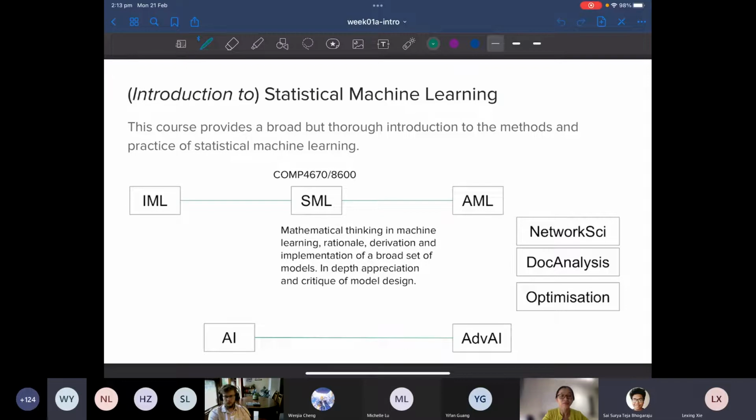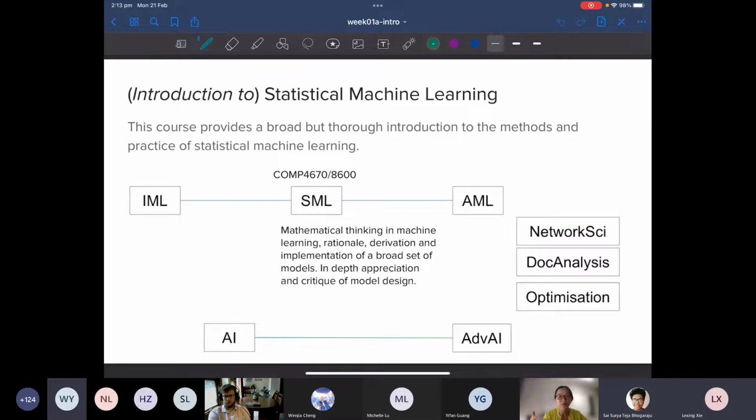All right, so the focus of this course is mathematical thinking in machine learning. The emphasis is the rational derivation and implementation of a broad set of models, and in-depth appreciation and critiques of models. After this class, or some of you already have taken AML, Advanced ML, which talks about convex optimization and a couple of other approaches. They are more focused on subsets of machine learning. So arguably, this class still basically does the breadth-first view that covers a diverse number of approaches and models.